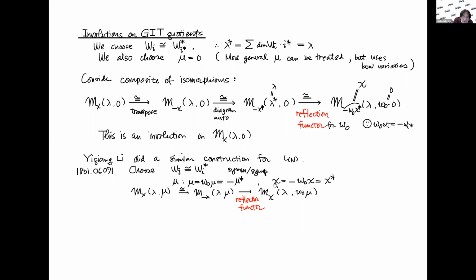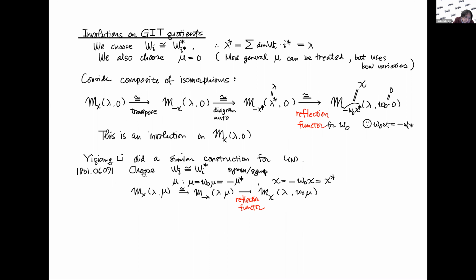So if you start with a type A_N quiver with N even, N odd, then somehow you don't have, so this is some constraint. You cannot just take arbitrary powers of determinants. But if I impose this condition, the power must be the same for the vertex I and I star. So anyway, if you start with M chi of lambda mu, then I take the transpose to M minus chi of lambda mu. And then I apply the reflection functor, M chi of lambda double zero mu. Then because of this condition, I choose this way, this result is the same vector space, the same space as you started with.